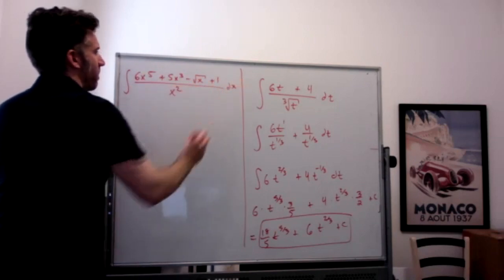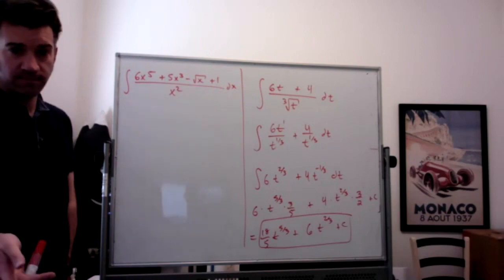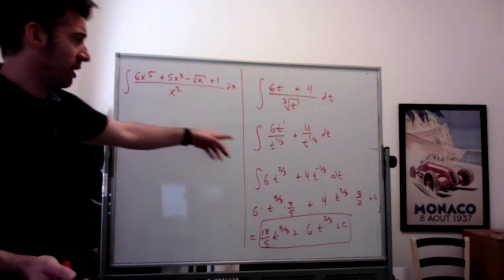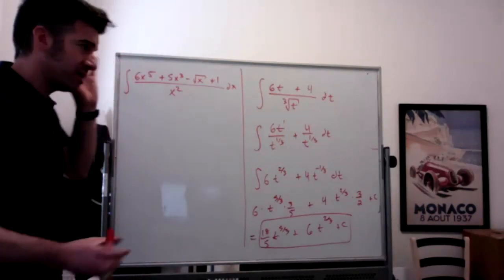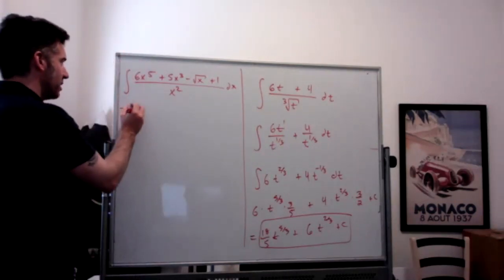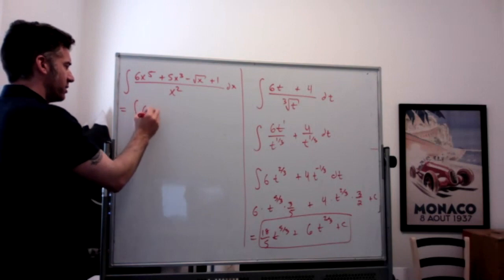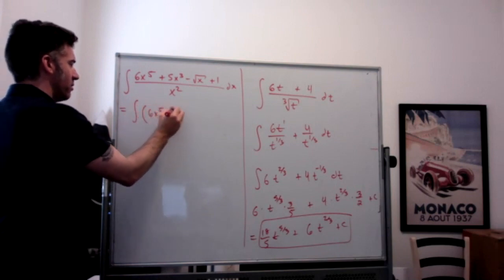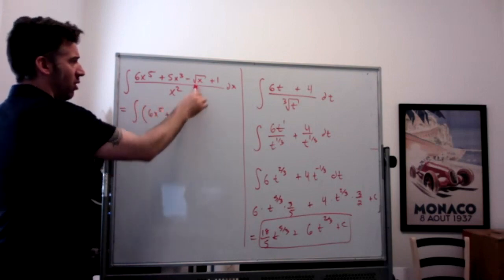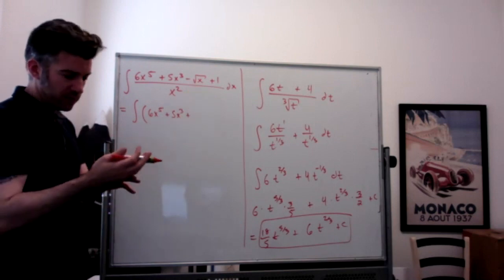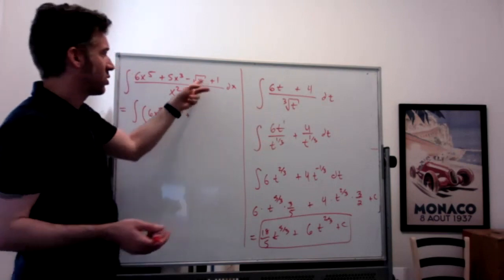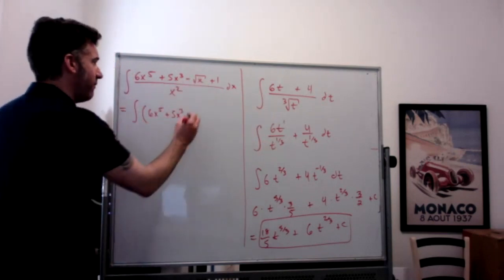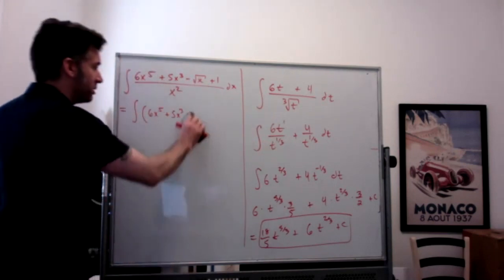Now, personally, I prefer to do it like this, where you're dividing each thing by the denominator. But I'll also point out, some people like to write it like this. The integral of 6x to the 5th plus 5x cubed, and I'm always going to change my roots to fractional powers. So cube root of t is t to the 1/3. Square root of x is x to the 1/2. Oh, sorry, it's minus, not plus.